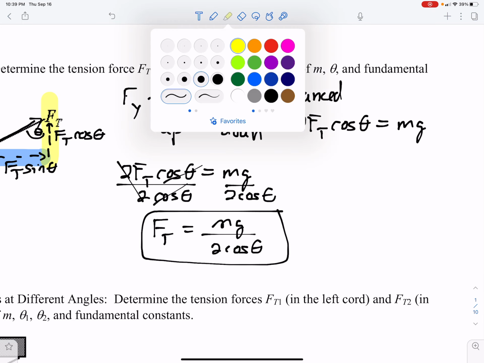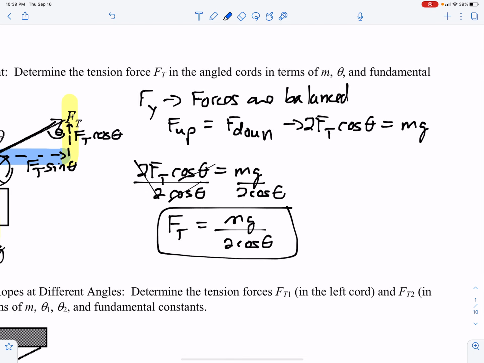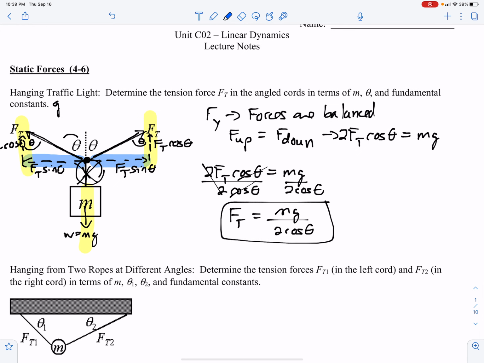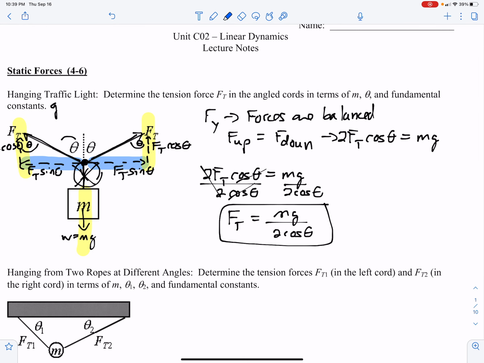Now, before you finish off and box or circle your answers, you do a double check. We were told to write our answer in terms of m, theta, and g, which means those are the only things we're allowed to have in the answer. Well, we have m, theta, and g. So we are good to go as far as that being a final answer.